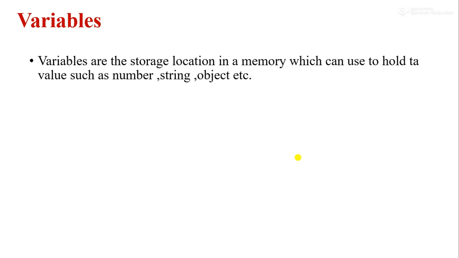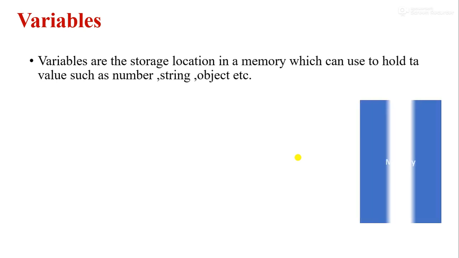So a variable is the storage location in a memory which can be used to hold values such as numbers, strings, objects, etc. The variable is the storage location which can be used to hold values such as numbers, strings and objects, and it can keep changing.